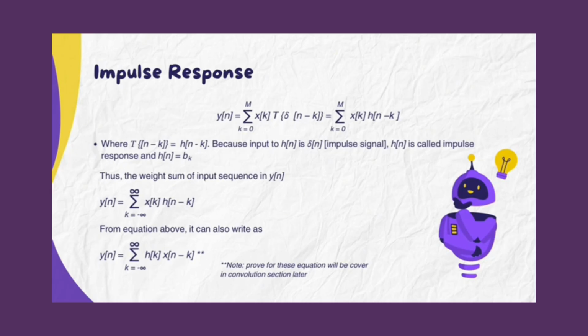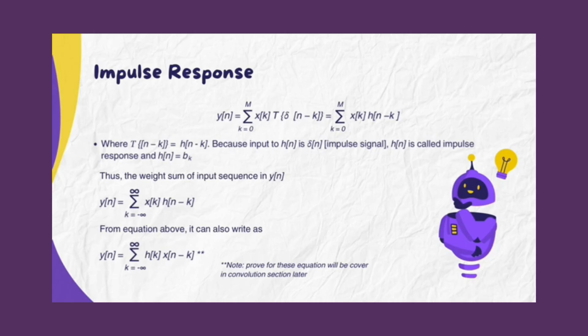Now, T of delta of n minus k just becomes h of n minus k, so we simplify the equation to y of n equals the summation from k equals 0 to capital M of x of k times h of n minus k. Here, h of n is what we call the impulse response. That's because when we give the system a special input, the delta signal, its output is h of n. So in simple terms, impulse response shows how the system reacts to a single blip, and we can use that to figure out how it reacts to any full signal.